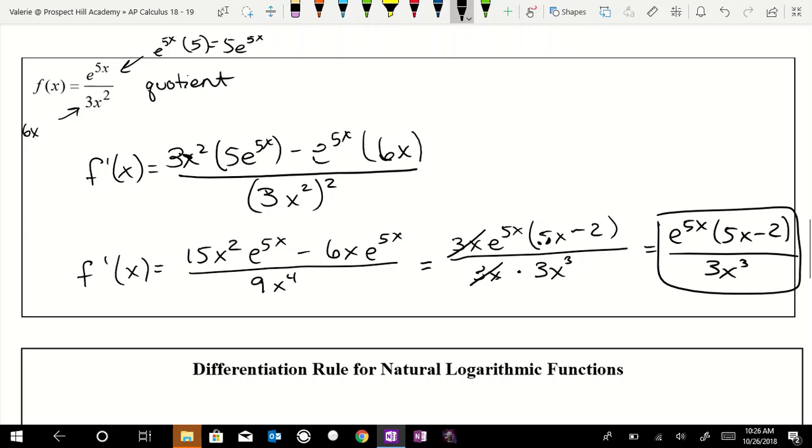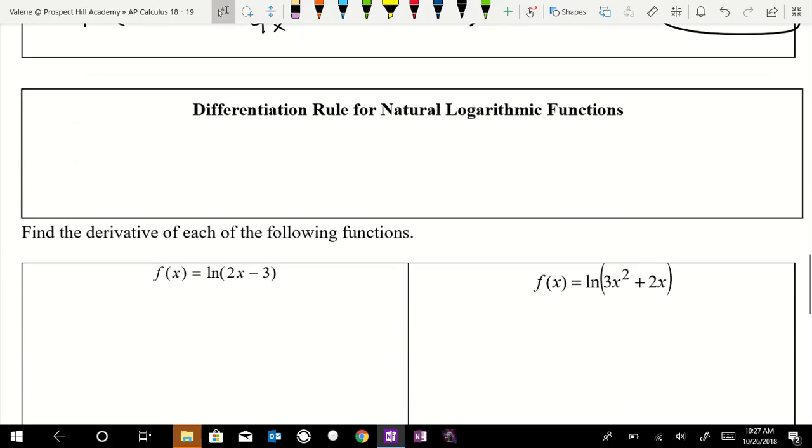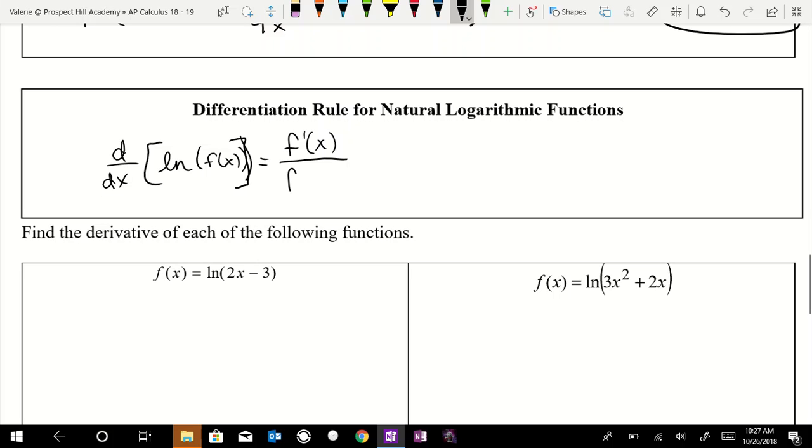All right. The last rule that we're going to look at today is the differentiation rule for natural log functions. Okay, so for ln functions. So the derivative of natural log functions is equal to the derivative of the inside of that log function, that natural log function, and then over the inside of that natural log function.